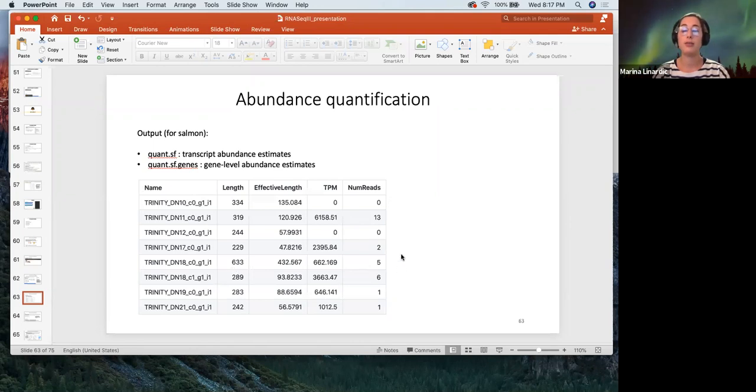And this is one of the tables that comes out. So we have the name of the gene, its length, its effective length. So this is just a little bit lower because it does some calculation of what the actual length should be based on the reads that align to it. The TPM, so these are the normalized counts. Transcripts per million transcripts, that's what TPM stands for. And this is the number of reads that align to each of these Trinity transcripts.